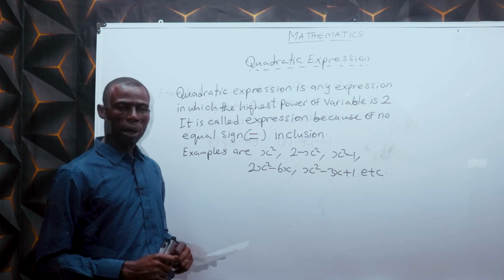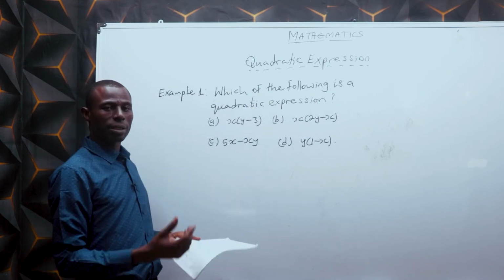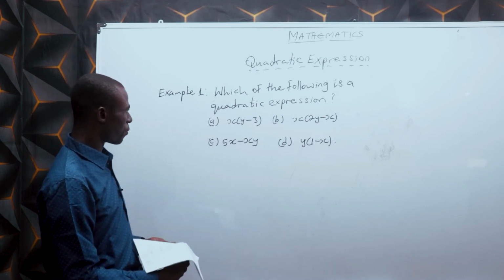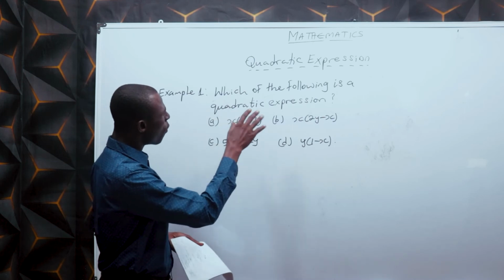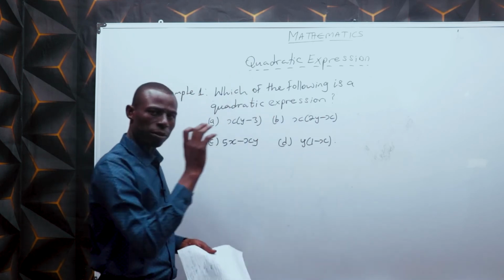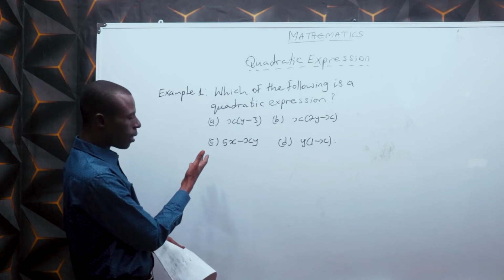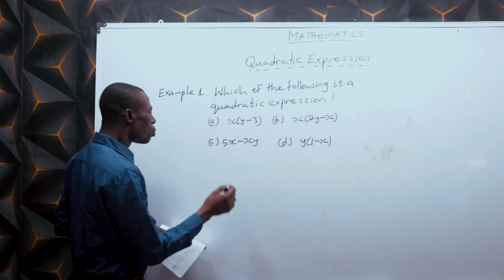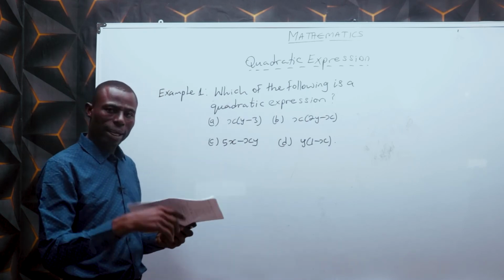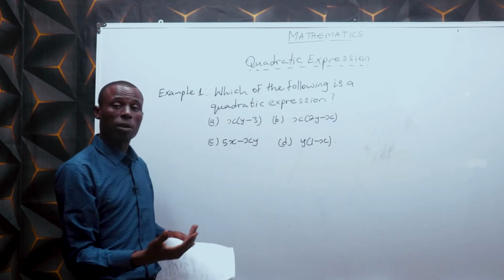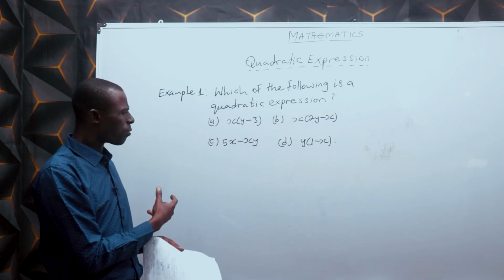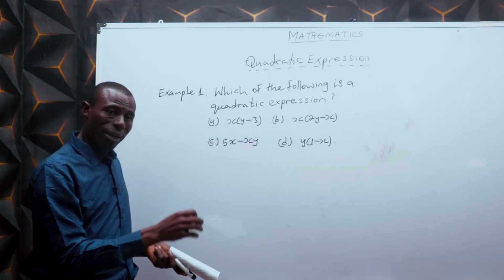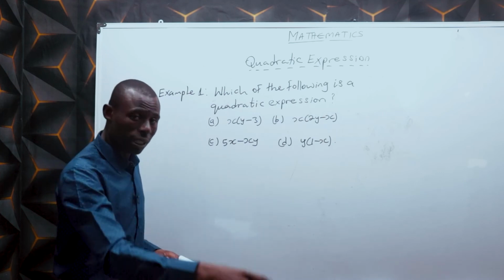Let's take example 1. This is a very good question in objective. Which of the following is a quadratic expression? How do you choose your answer correctly? You just use your knowledge of expansion to expand each of the brackets and see for yourself which one gives you power 2 after expansion. It is the one that gives you power 2 that is called quadratic.